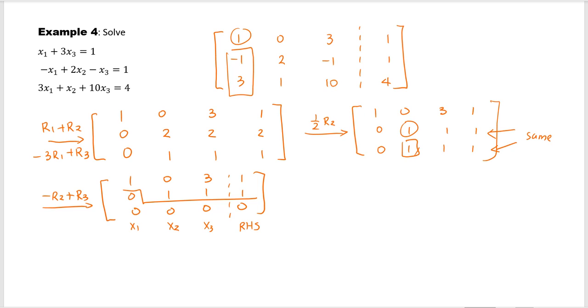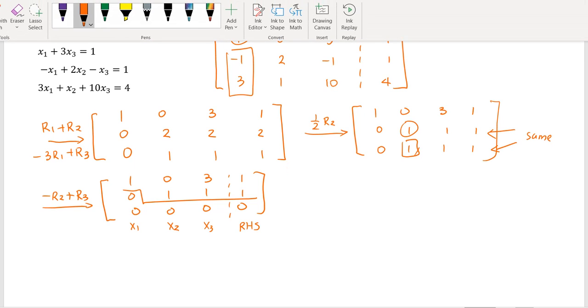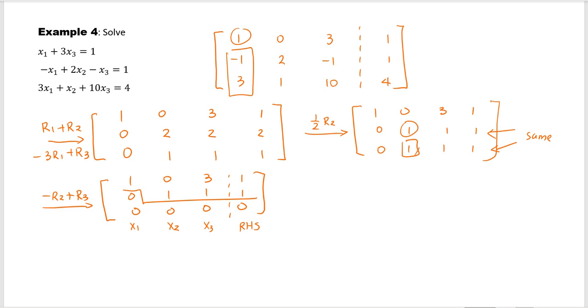Okay, now look at this matrix. Look at the first row. Which one is the leading entry? The leading entry is 1, right? Look at the second row. Where's the leading entry? Here, the 2,2 entry is the leading entry. Look at the third row. Do you see a leading entry in the third row? No. Okay.